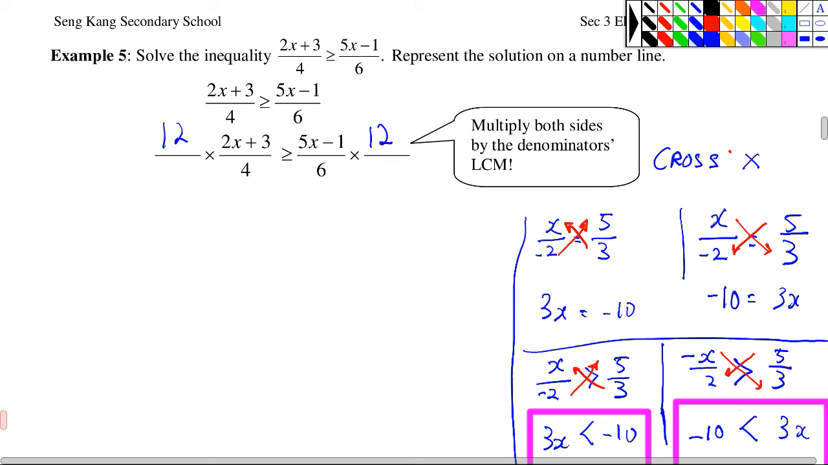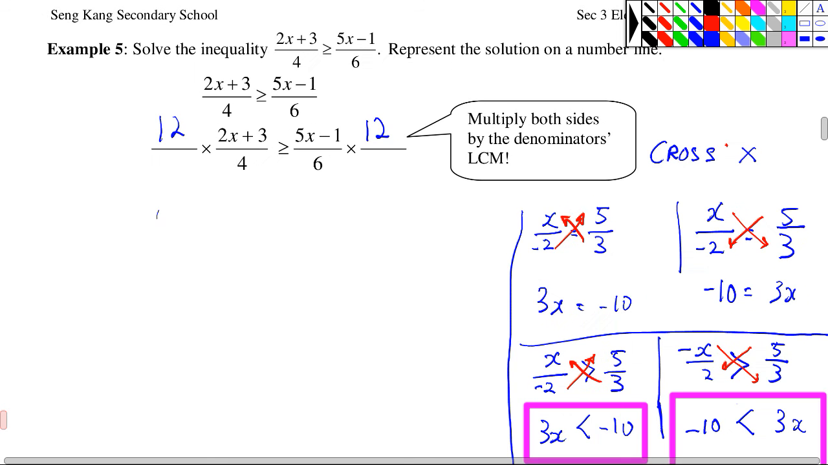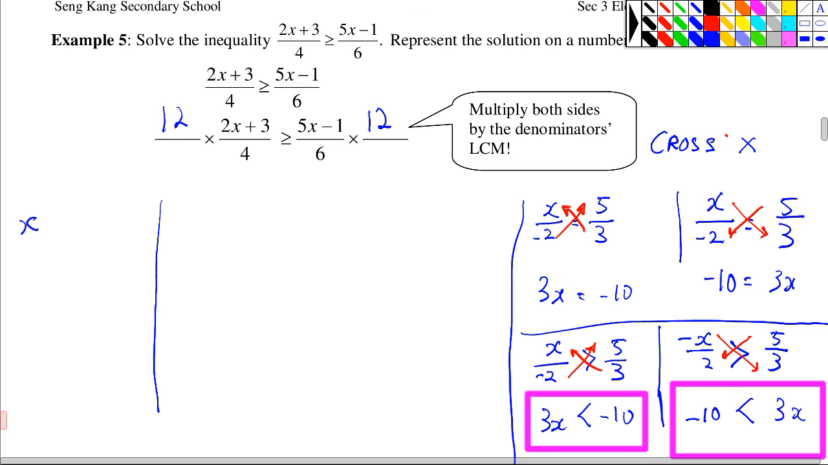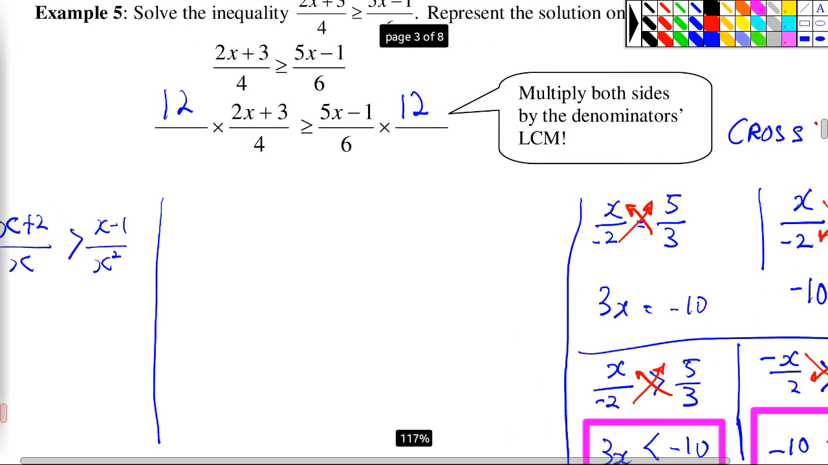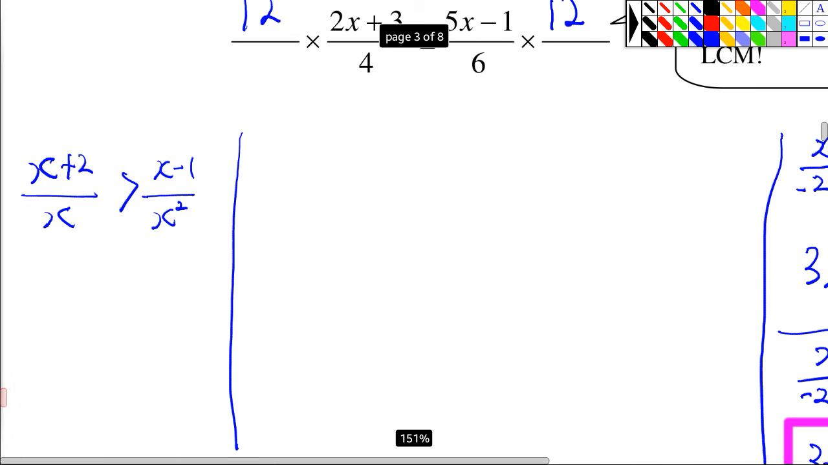This looks not threatening, but is this threatening? What's the LCM for this one? Is it x squared or x cubed? X cubed is wrong. X squared. You understand? If you put x cubed, then later on you will have a cube on top. Then you cannot solve. It becomes an A-math question. So don't always think of this times this, the two denominators together. Don't.